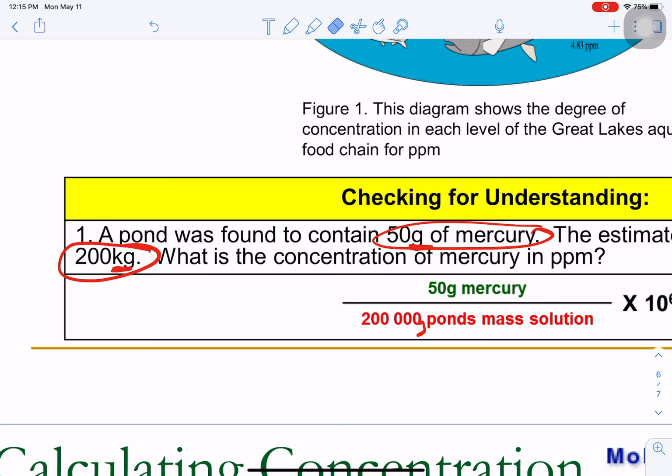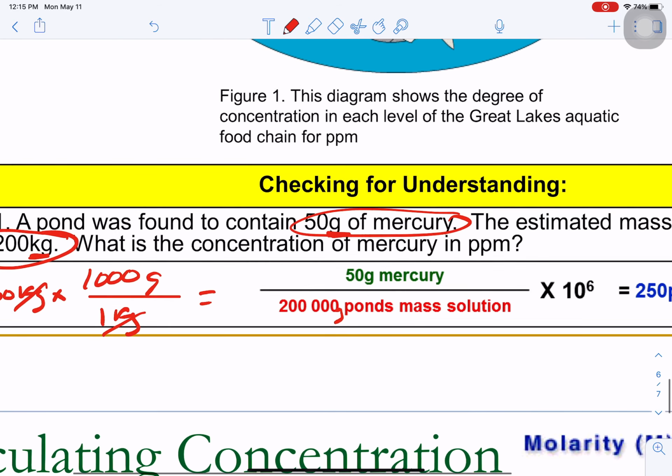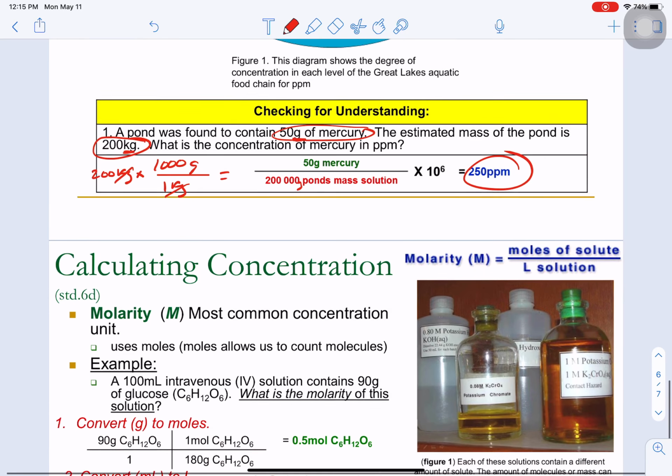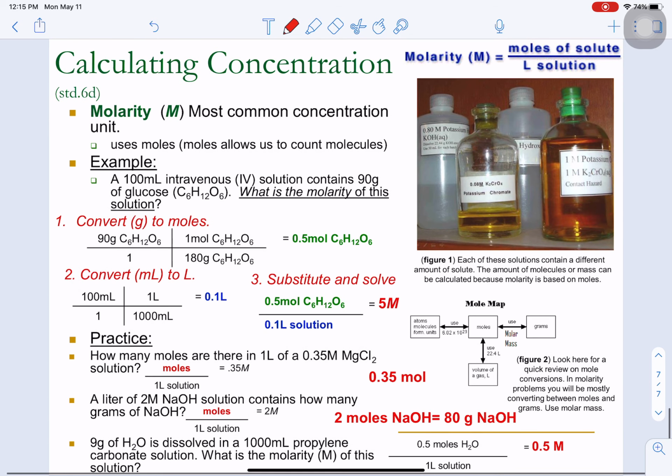Let me do this a little bit neater. To convert 200 kilograms into grams, there exists, Mr. Mitchell's making a goof, 1 kilogram there exists 1,000 grams. Kilograms cancel off. So you do 200 times 1,000, which gives you 200,000. So it's 50 over 200,000 times a million, and you get 250 ppm. That is the concentration of the solution. 250 ppm.